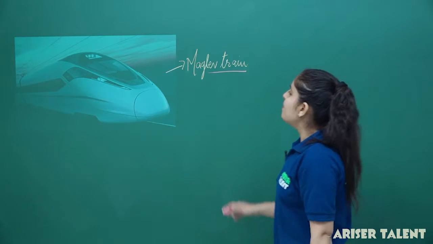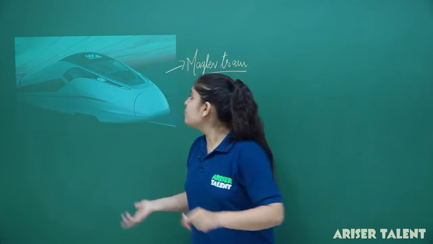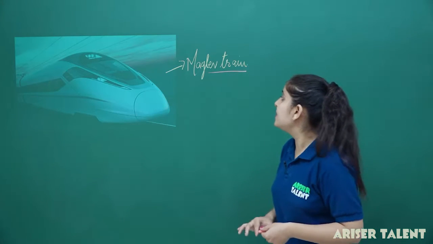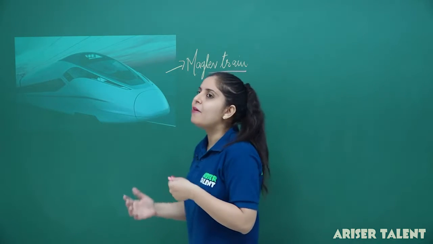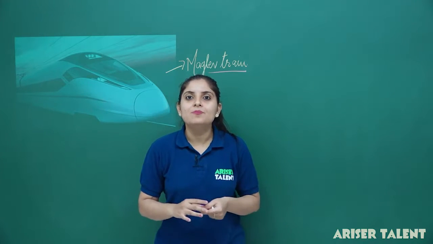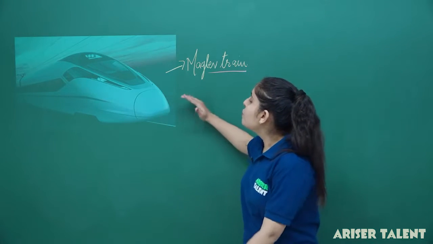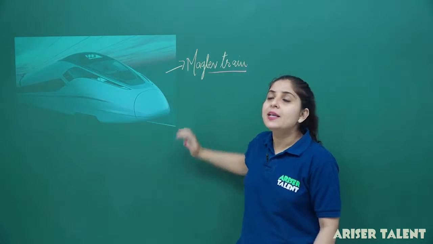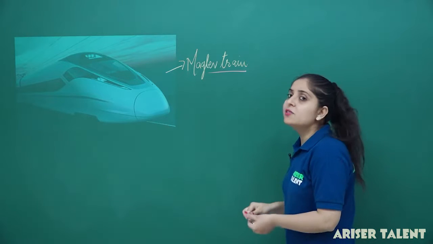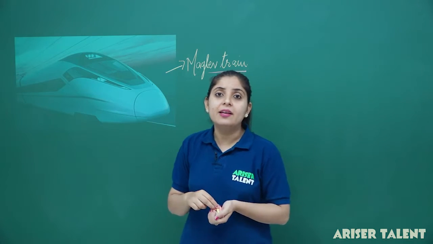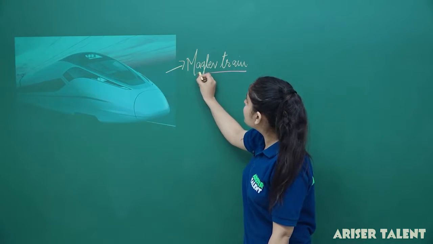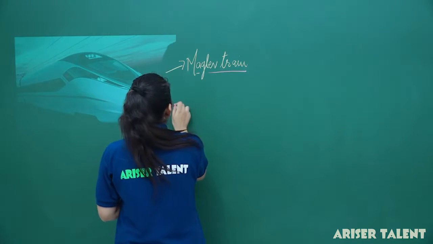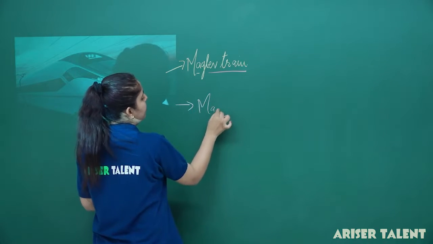So this is our maglev train. This train has been widely used in Japan for transport, and in the next generation we will possibly have this transportation system in India too. Now, what is the concept used in this maglev train? It is named maglev because it works on the magnetic effect of electric current, because the term mag is used here. It means this train works on the magnetic effect of current.